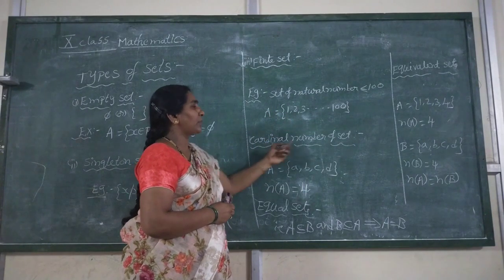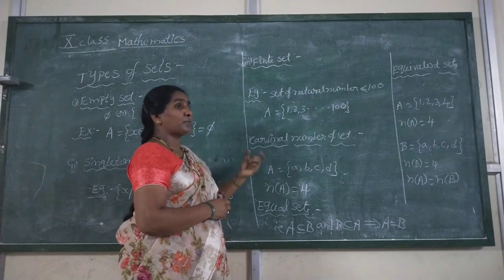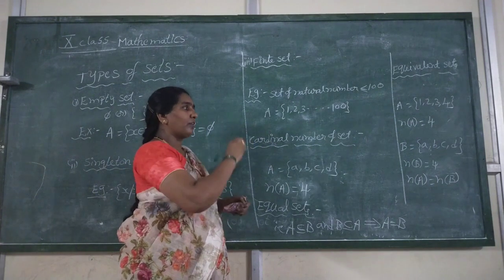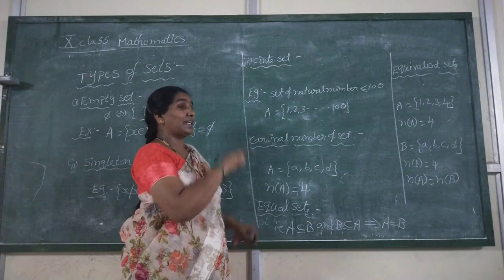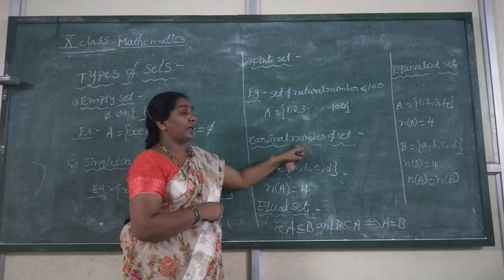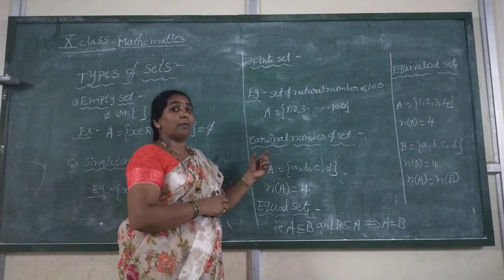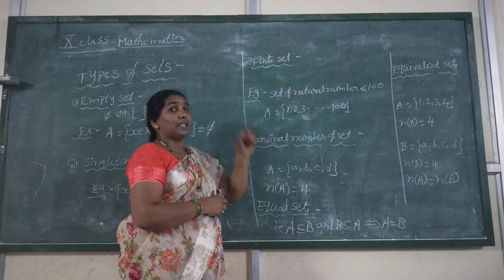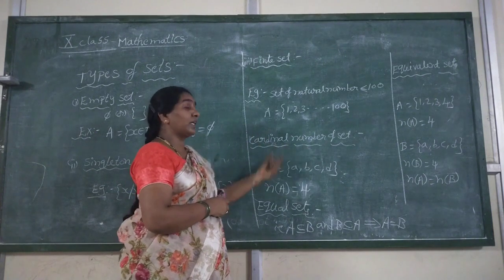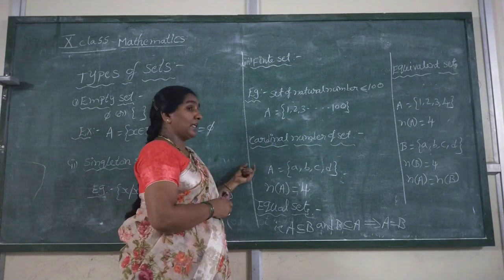Next, the cardinal number of a set. The number of elements present in a set is called the cardinal number of the set.